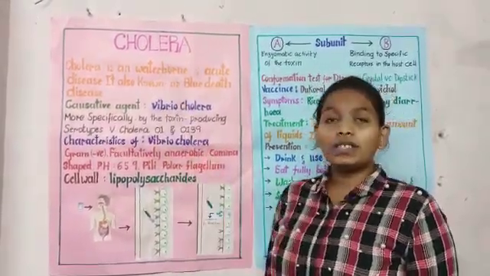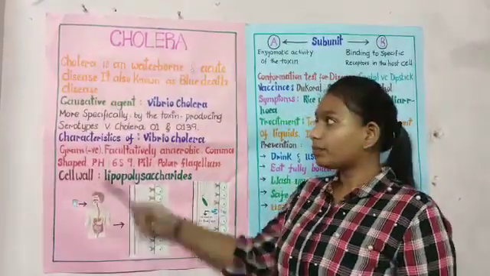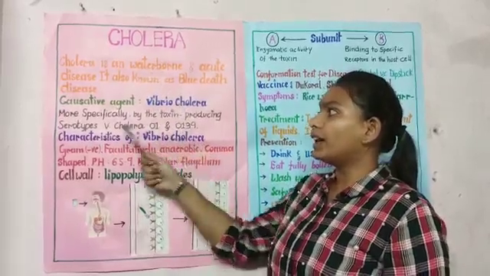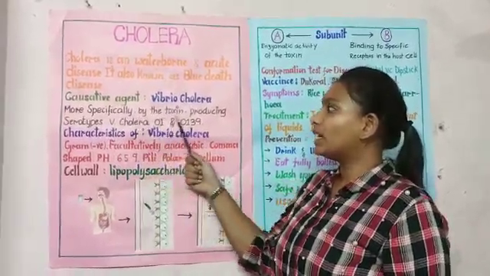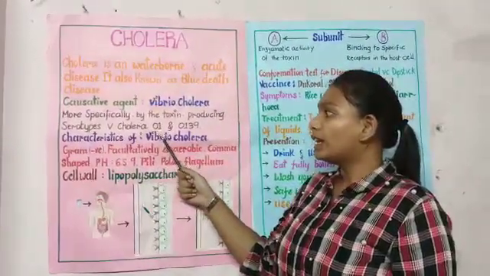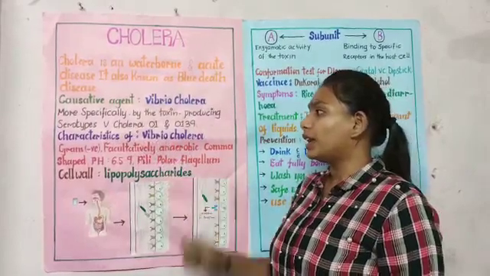Cholera is caused by drinking contaminated water. The causative agent of cholera is Vibrio cholerae, more specifically the toxin-producing serotypes of Vibrio cholerae, O1 and O139. The characteristics of Vibrio cholerae.